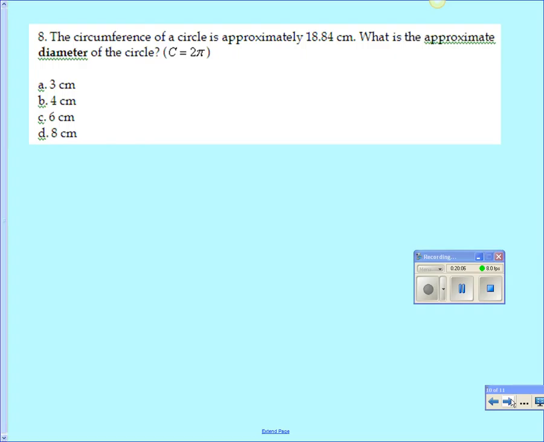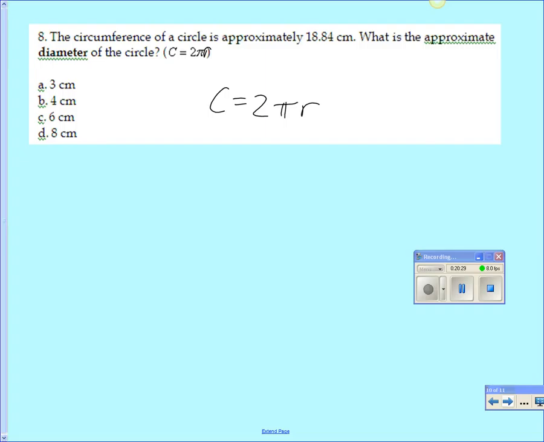Number 8, the circumference of a circle is approximately 18.84. What is the approximate diameter of the circle? Chad, what do we do first? Yep. Guys, there's a typo. It should say 2 pi r is the formula. C equals 2 pi r. Is it correct on your sheet? Yeah, okay. C equals 2 pi r.